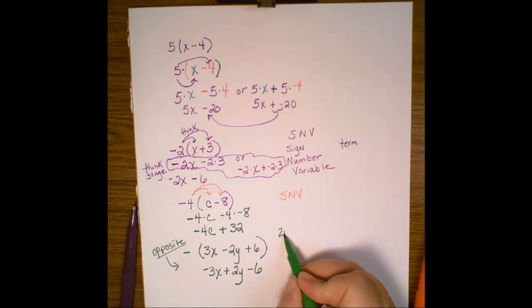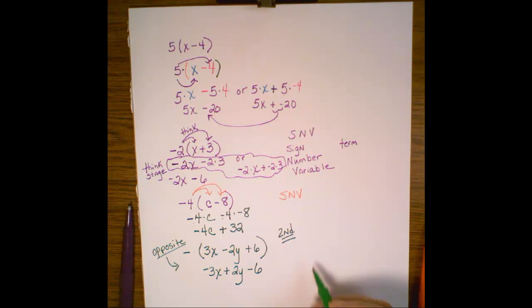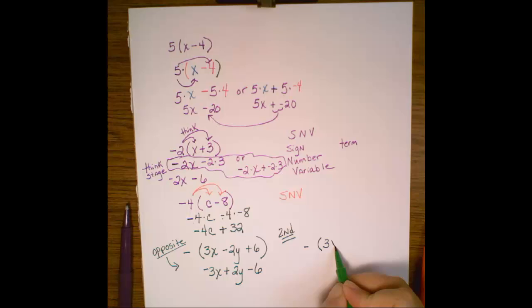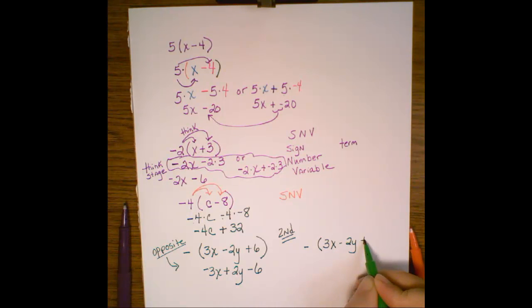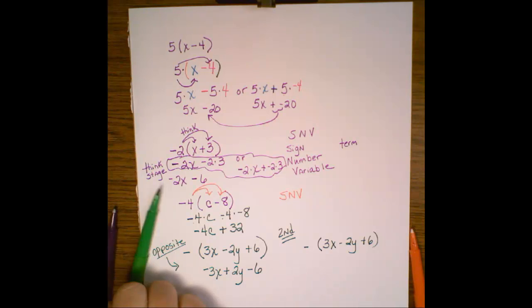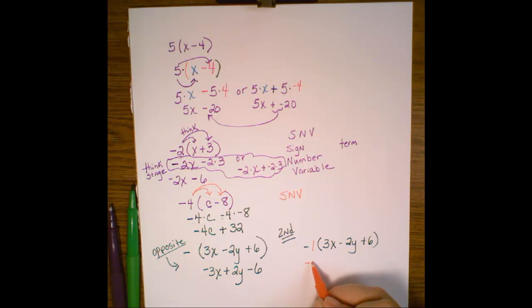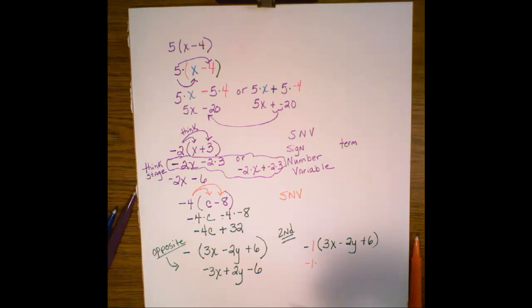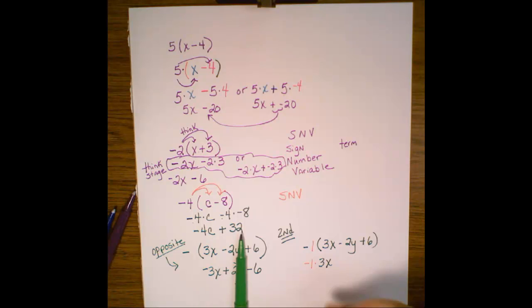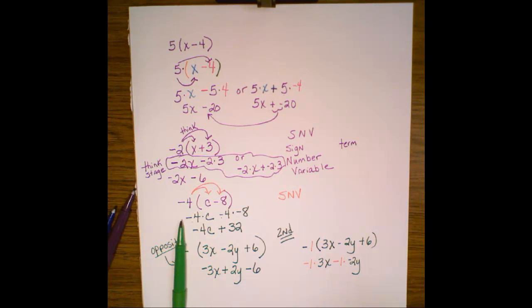The second way to think of this, and it gets you the same answer, is to think of that same problem, and instead of thinking of it as the opposite, you can think of it as multiplying by negative 1. And so it would be negative 1 times 3x, and then a negative 1 times the negative 2y, and then the negative 1 times the 6.